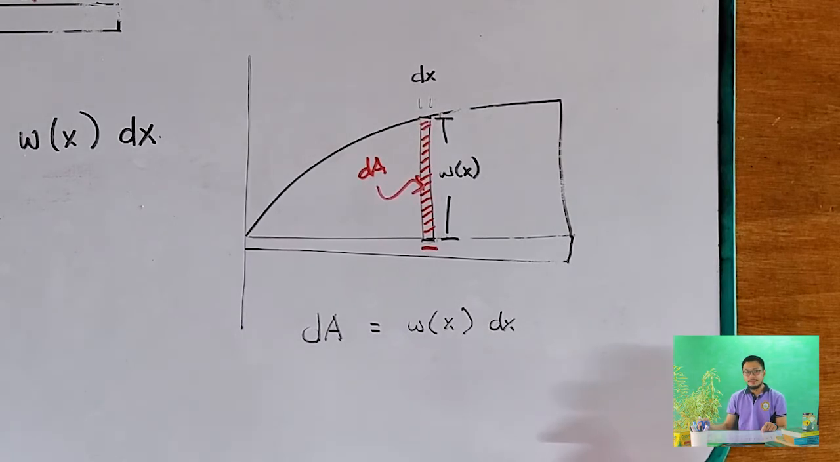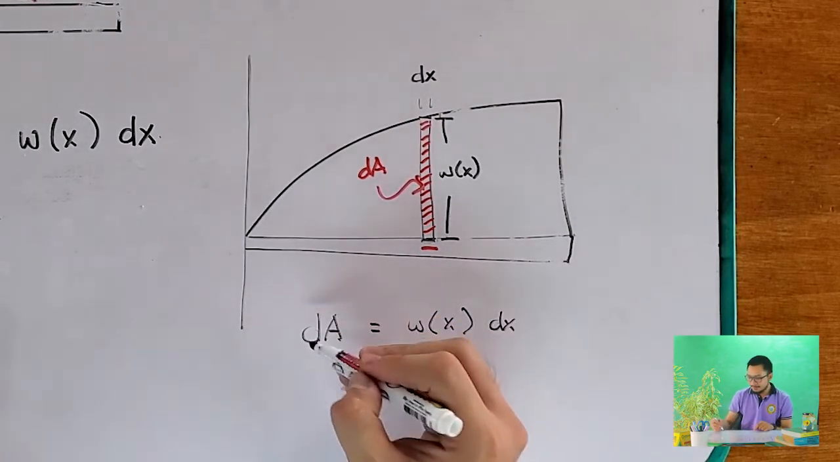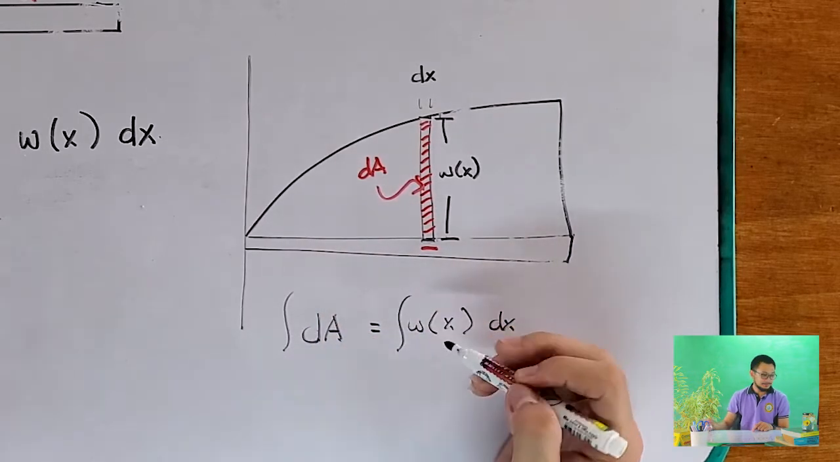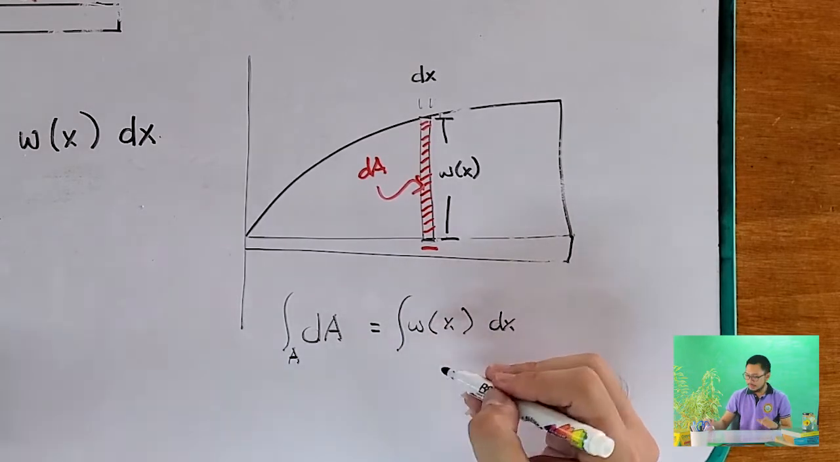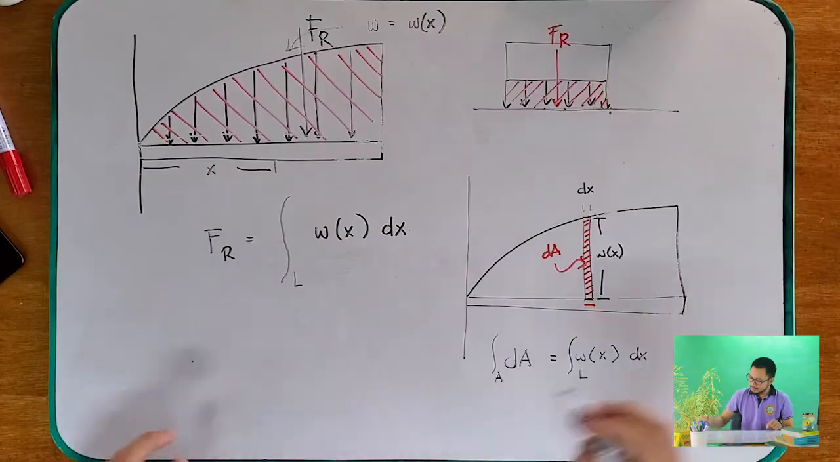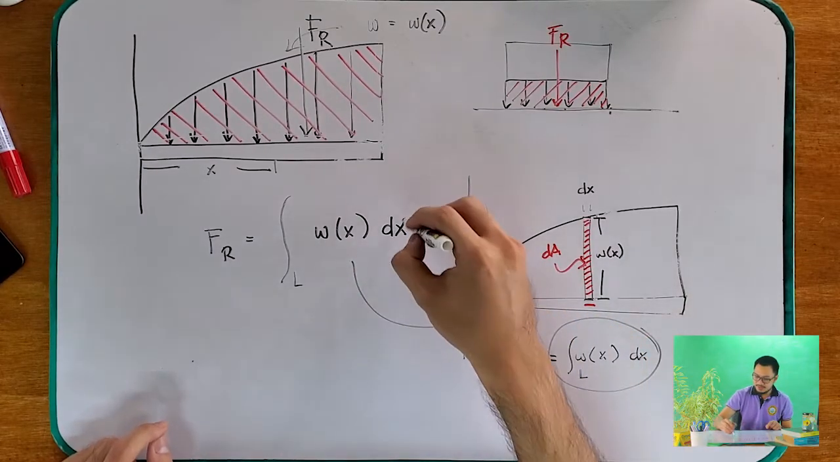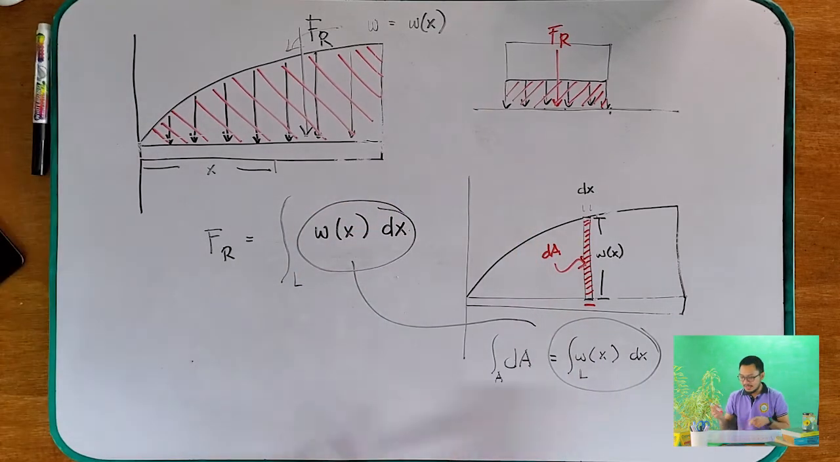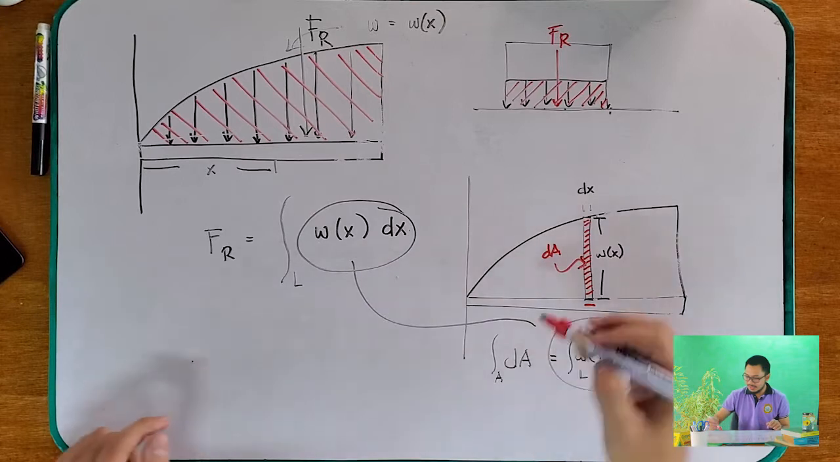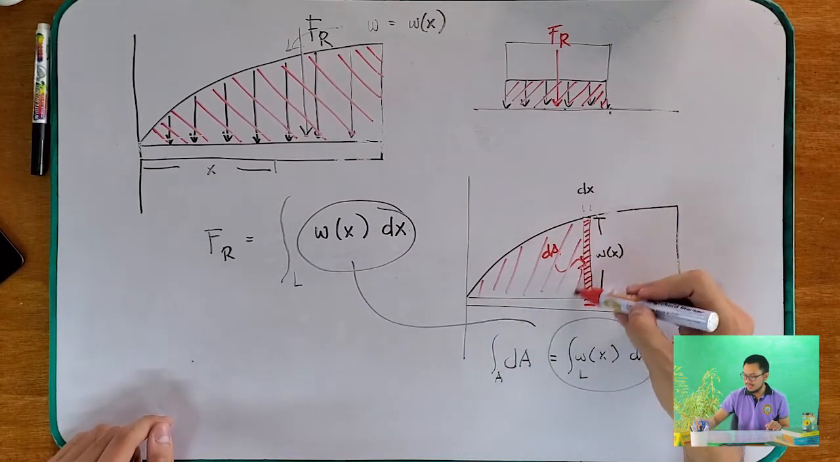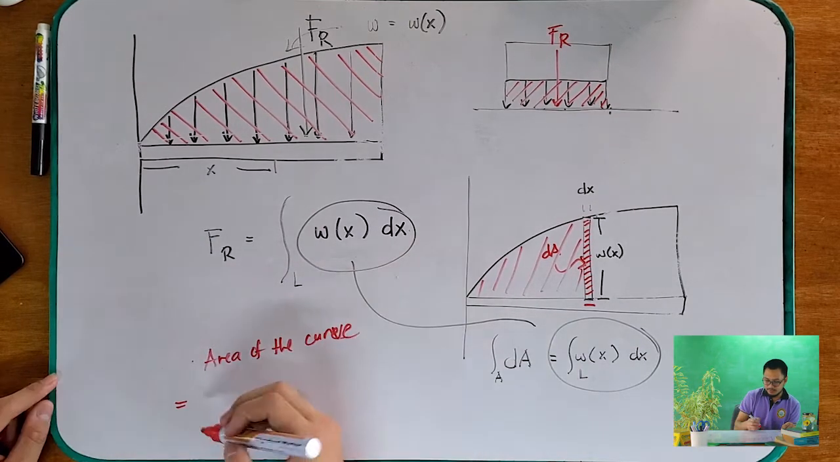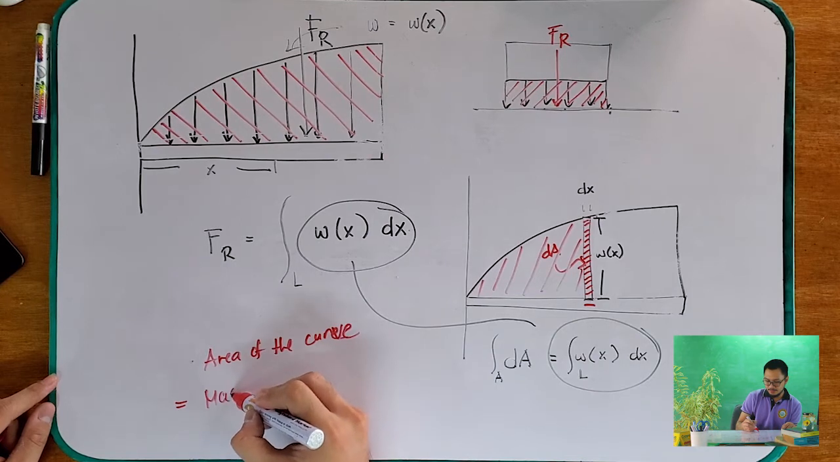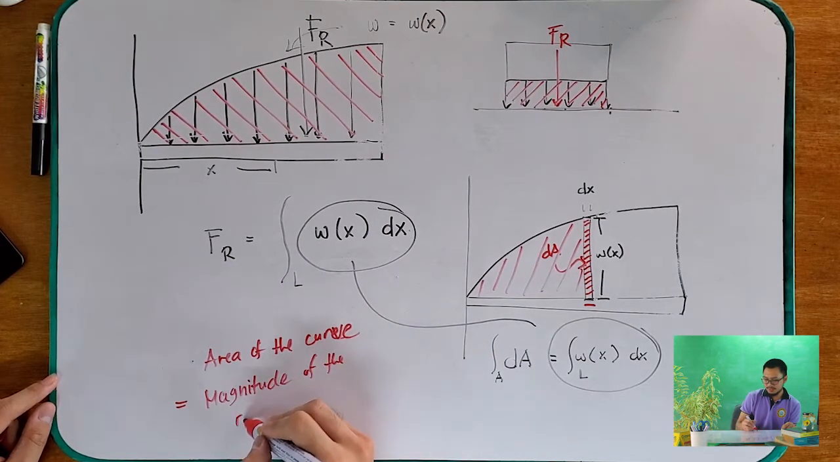Okay? So, now, if you are going to get the area, you have to integrate it. And to integrate the whole area, and this one is to integrate the whole length. So, mao na, dira na-create ang atong formula nga w(x) dx. And kay diba, when you integrate this dA, you will get this whole area. And again, this whole area of the curve is equal to the magnitude of the resultant force.